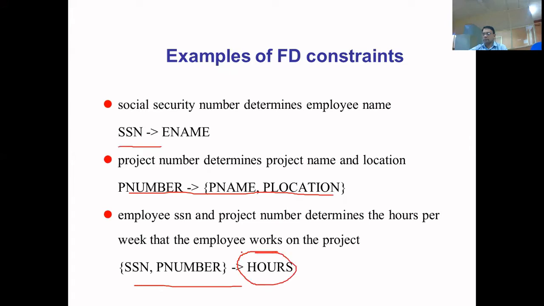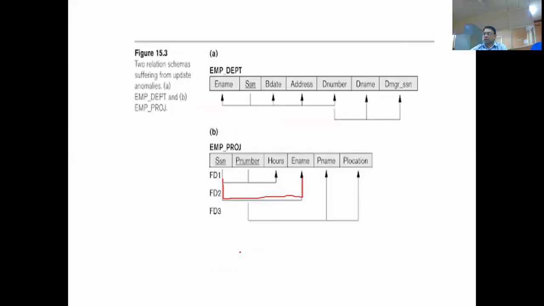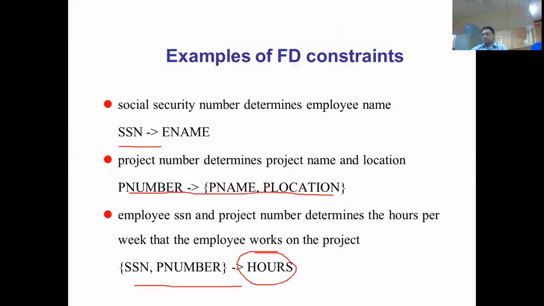Because without the project number, we can't predict how many hours an employee works. An employee has to work on a particular project for some hours, and using only the project number, it is not possible to determine hours. So both these keys are very much required, SSN and project number. In fact, this should be the key in this employee project relation. SSN and project number together determines hours.